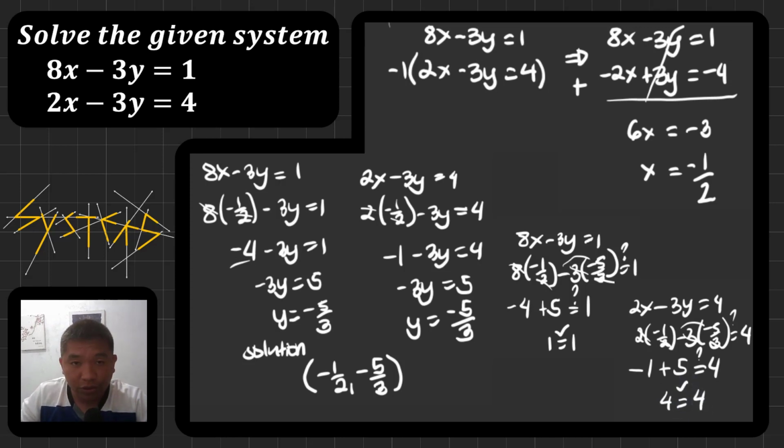See, our solution earlier is already the correct solution for this linear system. So in this case, we have fractions as part of our solution, but you don't need to worry, just simply review your processes involving fractions.